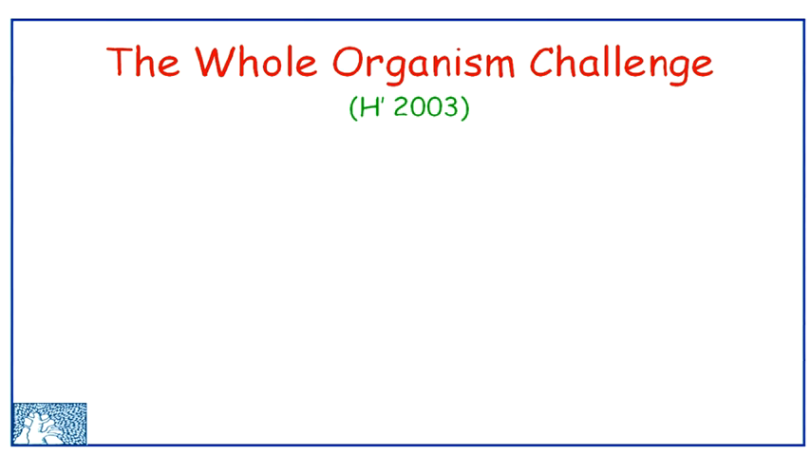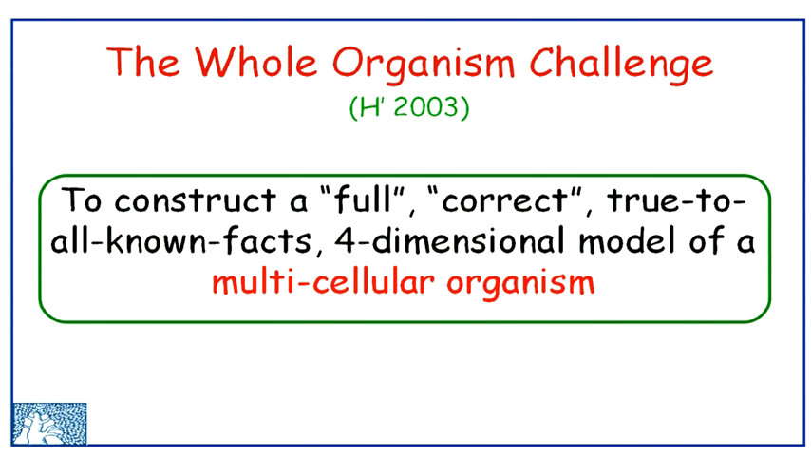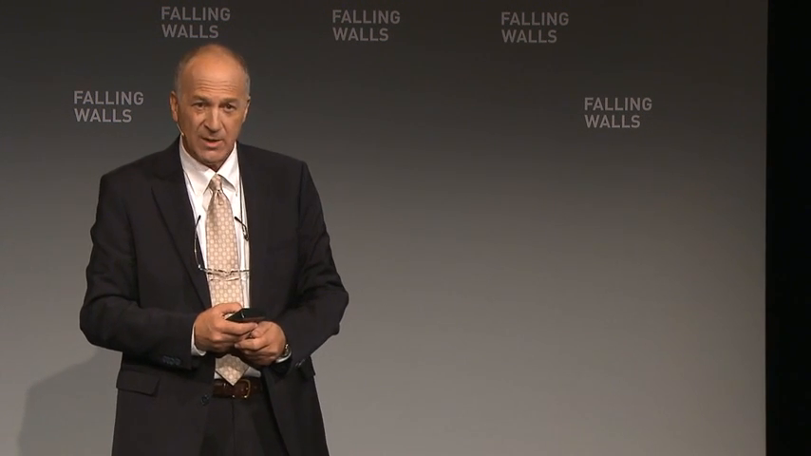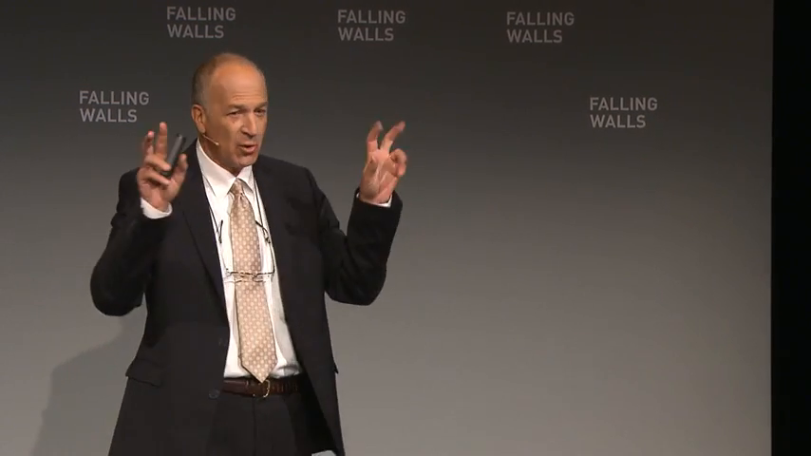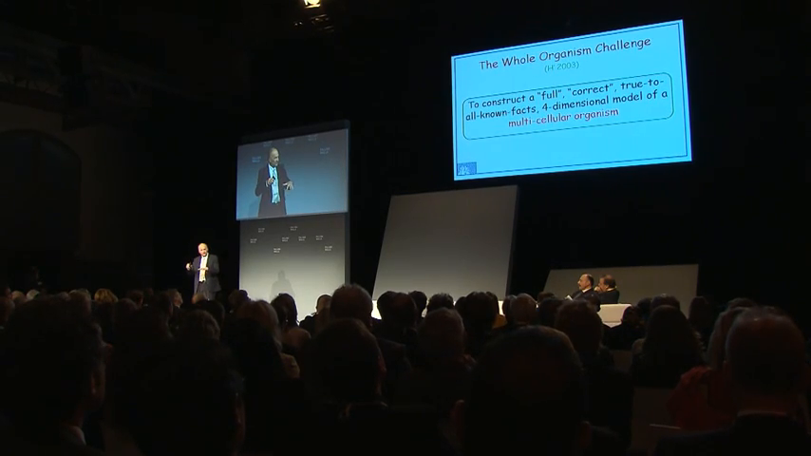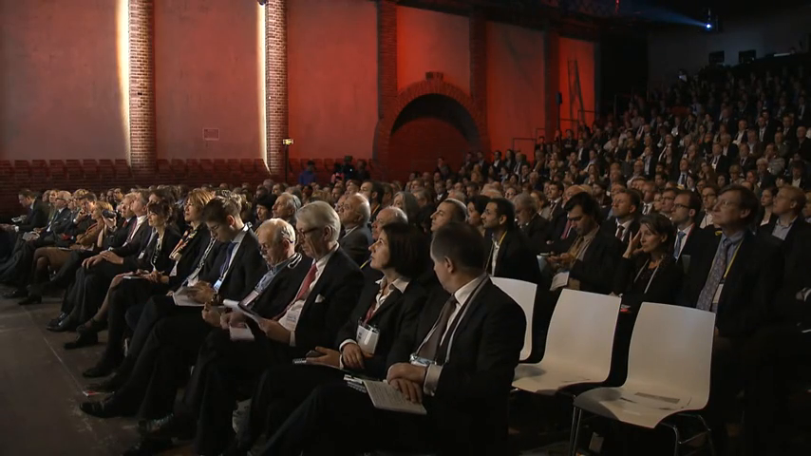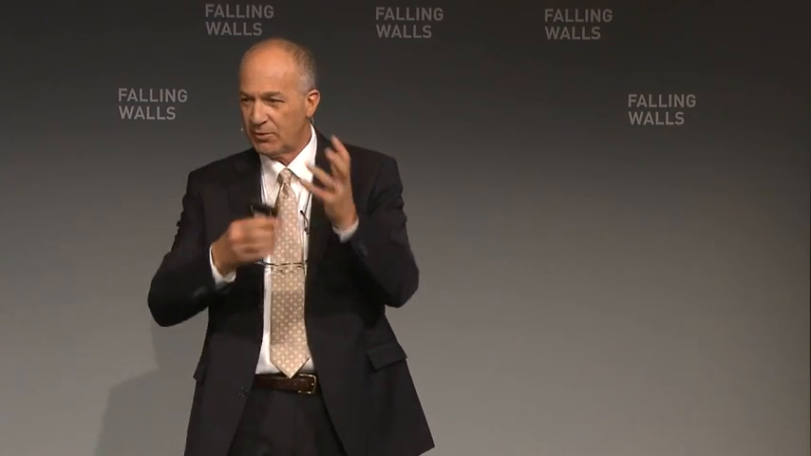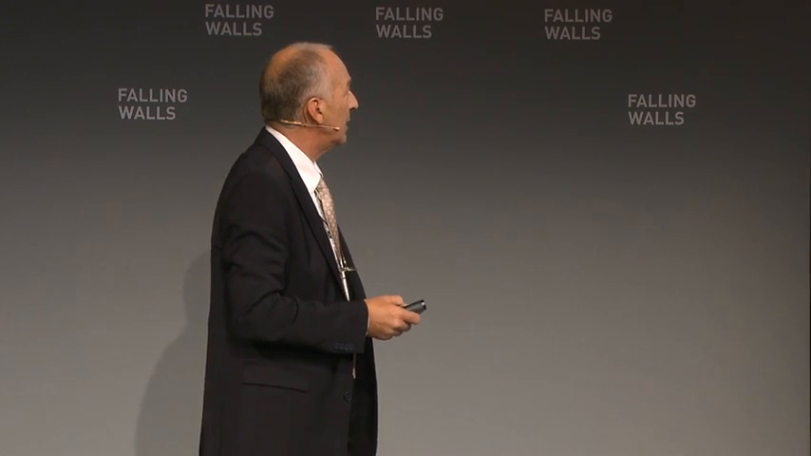So the challenge here, the dream, the wall that I would like to break, or I would like someone to break, I call it the whole organism challenge, is to construct a full, correct, true to all known facts, four-dimensional model, not of a single cell, which is very difficult, and partly it's already been done, but of a multi-cellular organism, namely an animal. Full and correct are in quotes, because the full depends on the level of detail, the correct depends on something I haven't said yet. But in general, I hope you get the idea. We want it to be consistent with everything that's known. We want it to be seen in 3 dimensions, but to move and be animated over time, and so on.